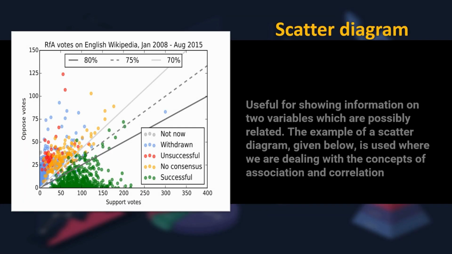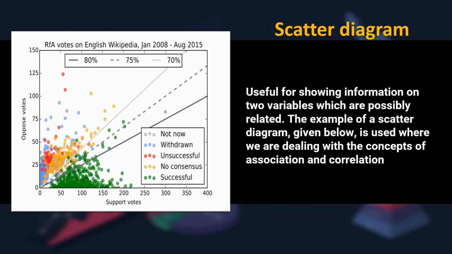The fifth one is the scatter diagram. Scatter diagrams are useful for showing information on two variables which are possibly related. Scatter diagrams are shown in the form of dots on the x and y axes. So it shows complete information on two variables which are related to each other.